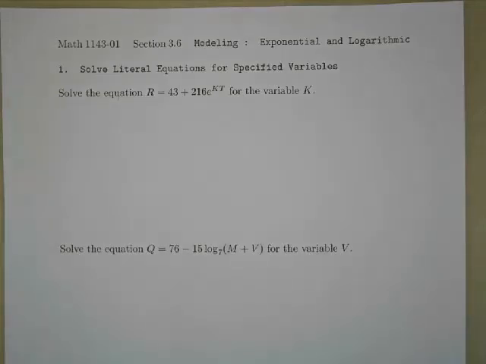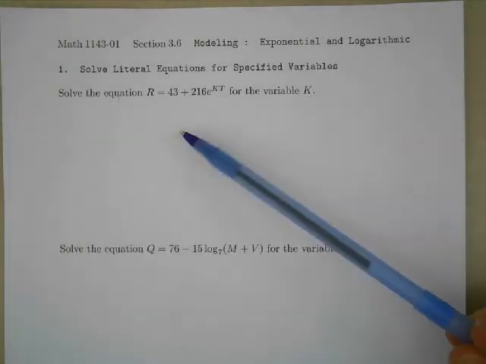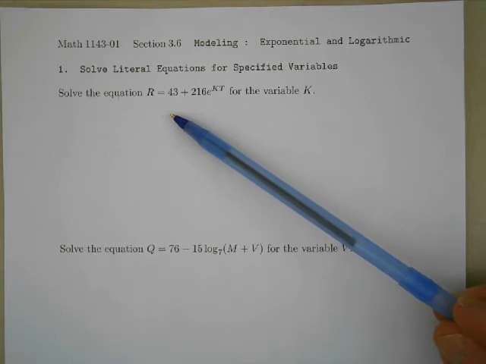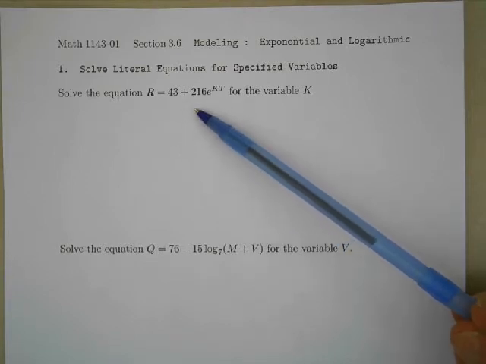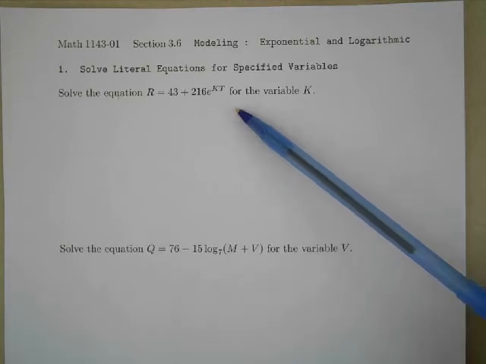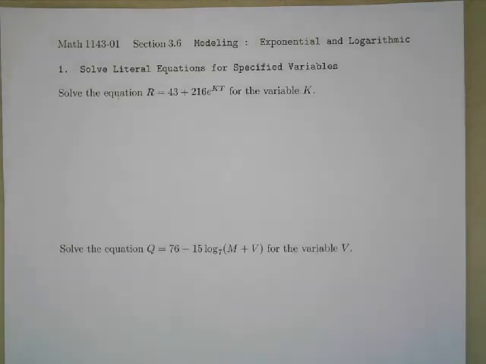Math 1143, Section 3.6, Modeling with Exponential and Logarithmic Functions. First, in Objective 1, we solved some literal equations for specified variables. In this first one, solve the equation r equals 43 plus 216 times e raised to the exponent kt. Solve for the variable k. Okay, so k is in an exponent.